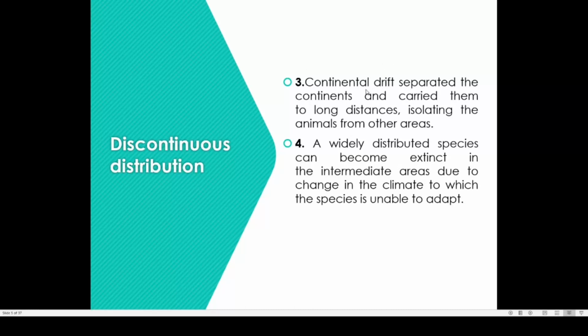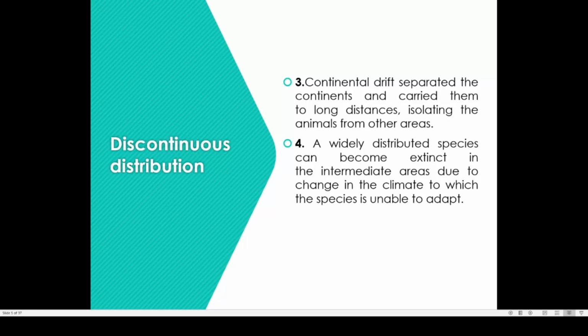The third reason is continental drift. Continental drift separated continents and carried them to long distance, isolating animals from other areas. For example, in the last class I was discussing that South America and Africa were very close together. India and Madagascar were very close together. So in the earlier time, the elephant population from Africa could easily reach India. That was very easy. Now what happened is that the Indian subcontinent slowly moved away to the northern portion, separating the African population as well as the Indian population.